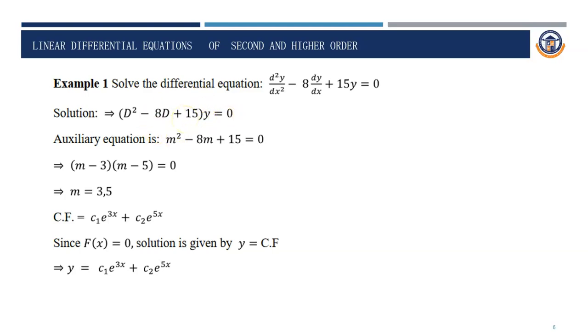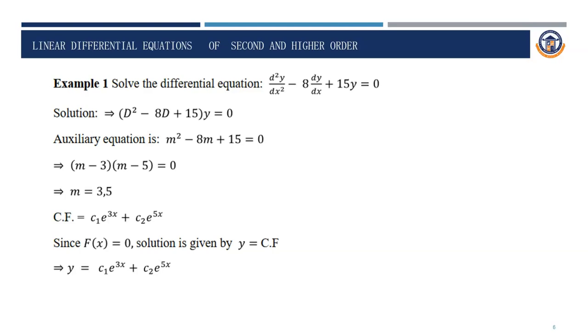Then we can write the auxiliary equation, putting D equal to m. So this equation can be written as m square minus 8m plus 15 equal to 0. Using any one of the methods, we can easily find the roots of the given equation. Since m square means m has two values, what are the values? The roots are m equal to 3 and m equal to 5. So let us assume m1 equal to 3 and m2 equal to 5.